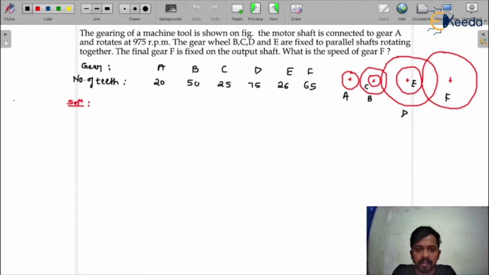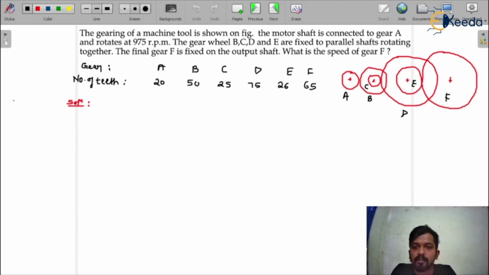gear train. So when more than one gear is mounted on the same shaft, the speed of all the gears would be the same because they are all mounted on the same shaft. Whatever the speed of the shaft, all the gears mounted on that shaft have the same velocity, the same speed. So that is the meaning of the compound gear train.